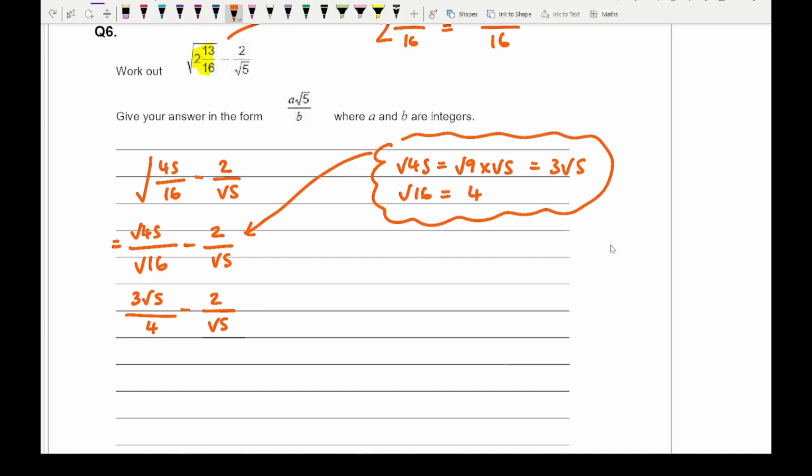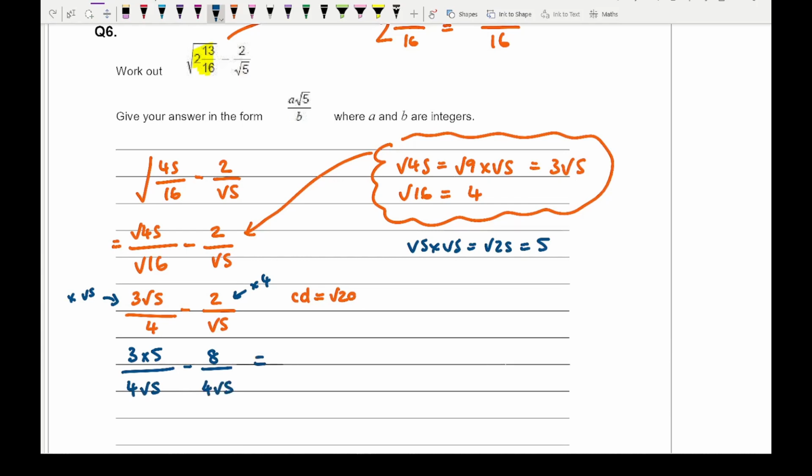Now from here, as I'm subtracting, I want to have fractions with a common denominator. So if I just write, common denominator equals 4 root 5. To get that, I need to multiply this fraction by root 5, and I need to multiply this fraction by 4. Now doing that, what I'm going to end up with is 3 times root 5 times root 5, and root 5 times root 5 is root 25, which is just 5. So that's just going to be 3 times 5 over 4 root 5, minus 8 over 4 root 5.